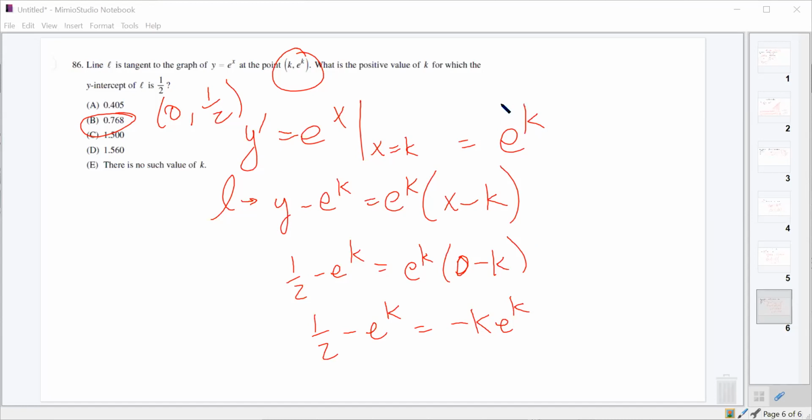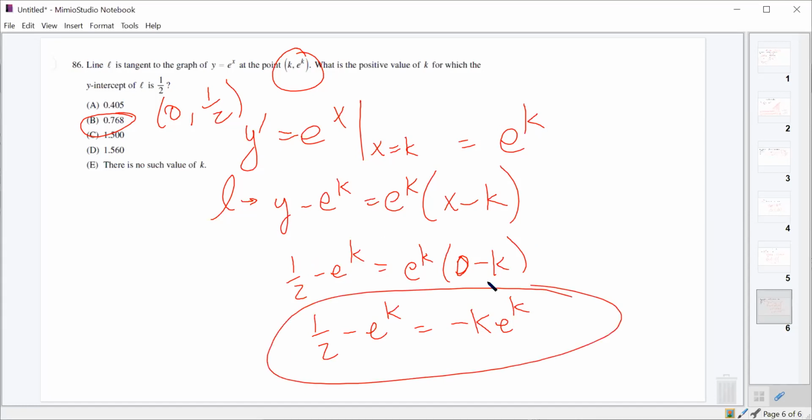Okay, yeah, so after we plug in the y-intercept, after we plug in (0, 1/2), we end up with this equation, 1/2 minus e to the k equals negative k e to the k. And in order to figure out for what value of k this is true, our only variable in here is k, right? e is just a constant and a half is a constant. So all we do is we graph both of these equations. If you're doing your graphing calculator, you'll just graph 1/2 minus e to the x, and you'll graph negative x e to the x, and you'll just look and see where they intersect.